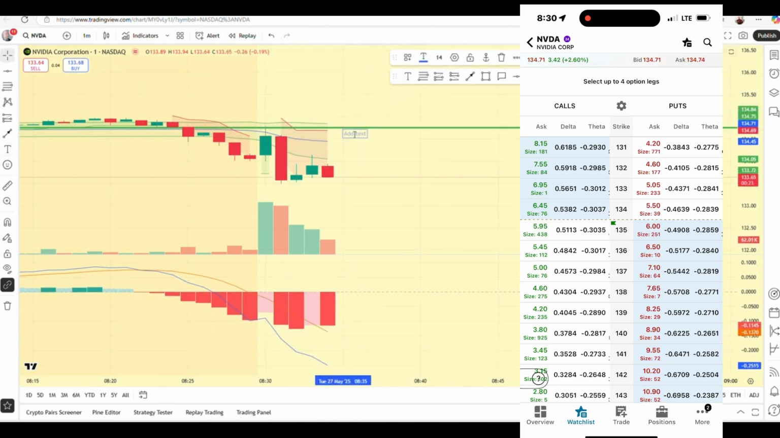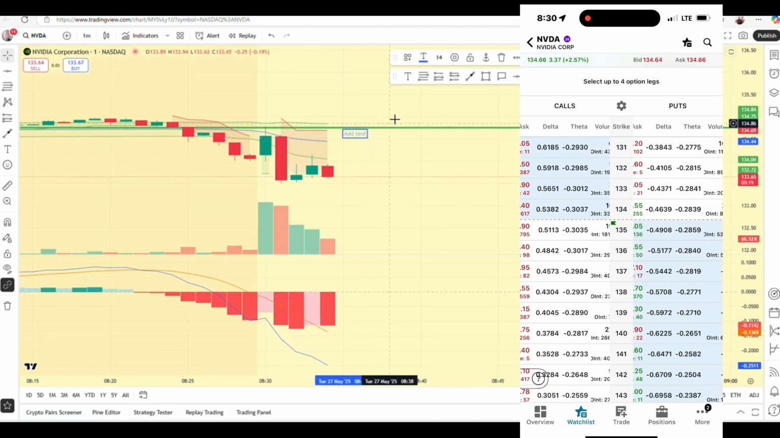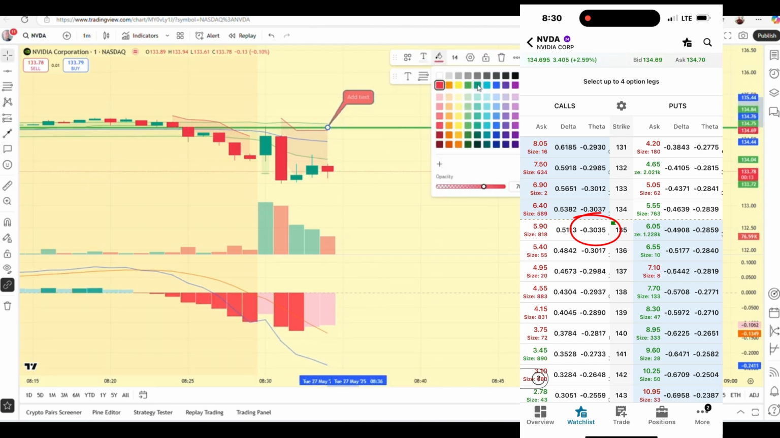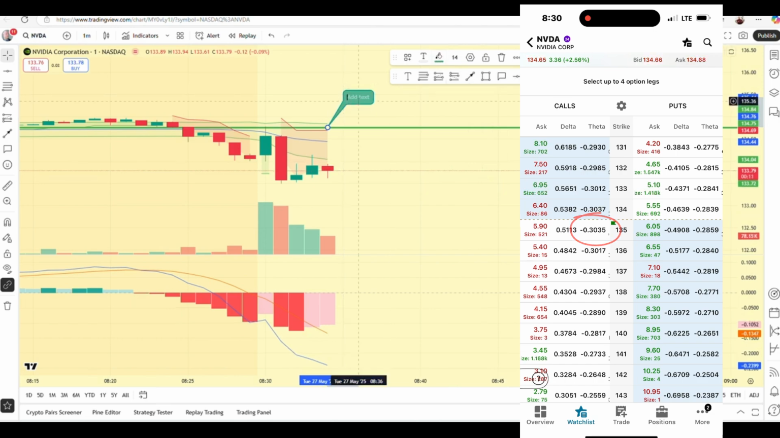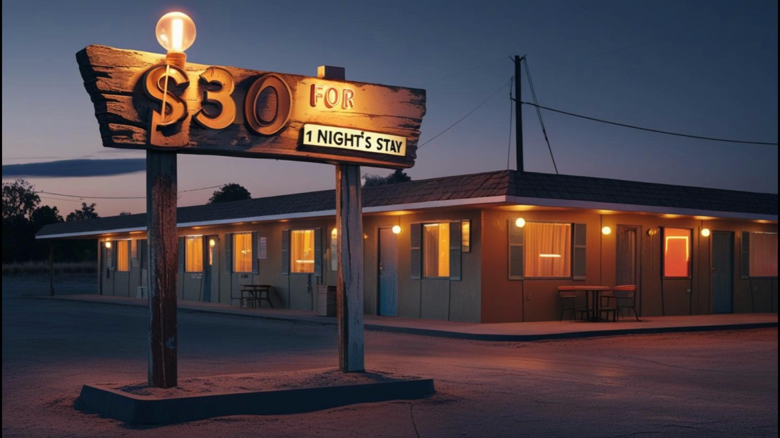One of the most important metrics is theta. In this case, our option has a theta of 0.30. That means if everything else stays the same and the stock price doesn't move at all, then by this time tomorrow, our option will have lost $30 in value. Think of theta like an overnight holding fee. It's the cost your option pays just to exist another day, like the nightly rate for a hotel stay.